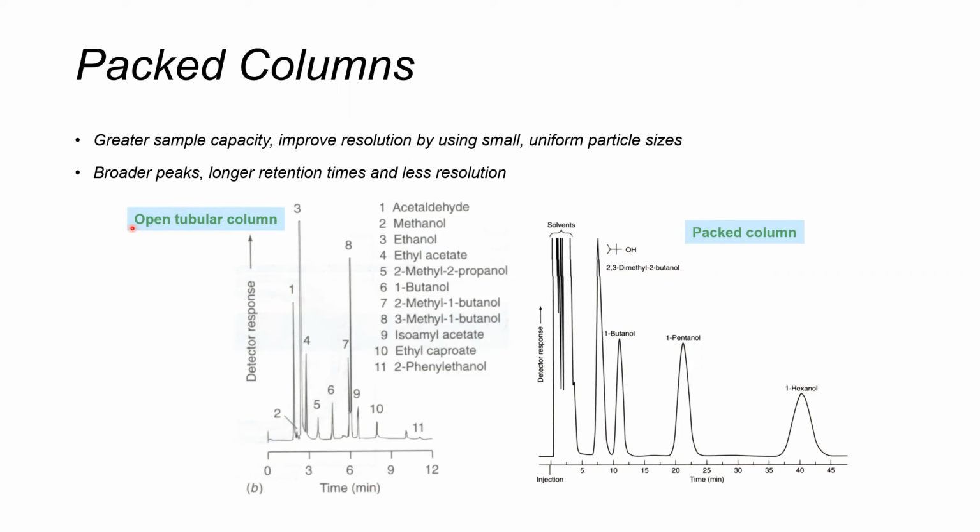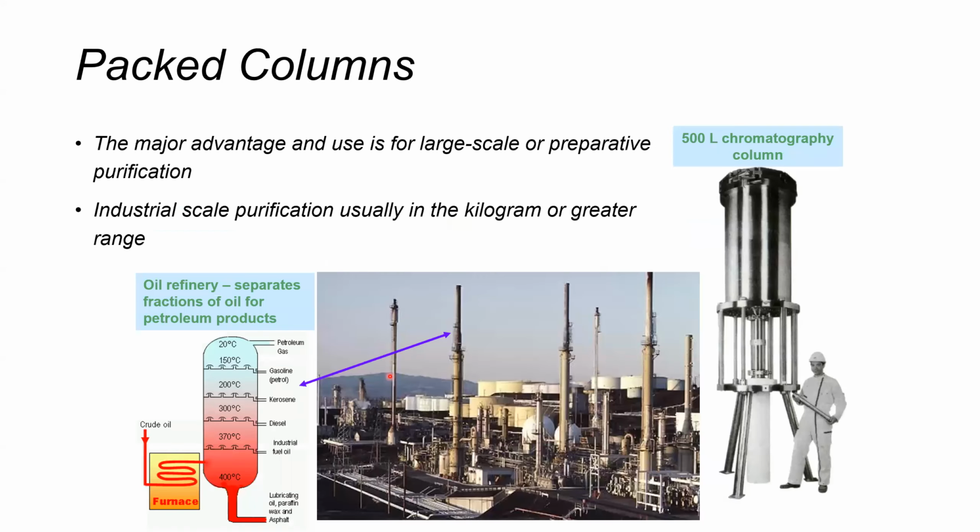Whereas a packed column is probably more similar to what we're familiar with in liquid chromatography, because the whole column is packed with whatever our stationary phase is. It does, however, result in much broader peaks, but it does allow us to increase the amount of sample that we are putting into the column. You can see here that as well as that, the elution time is much longer for a packed column than it is for an open tubular column.